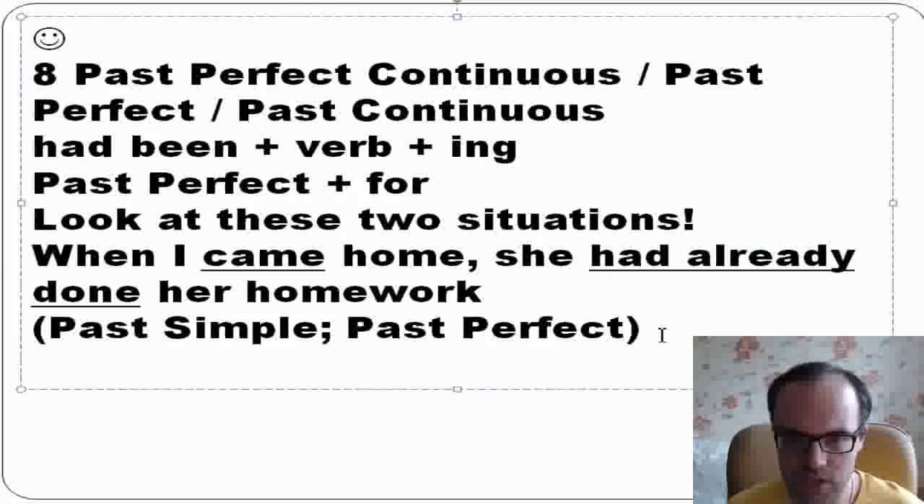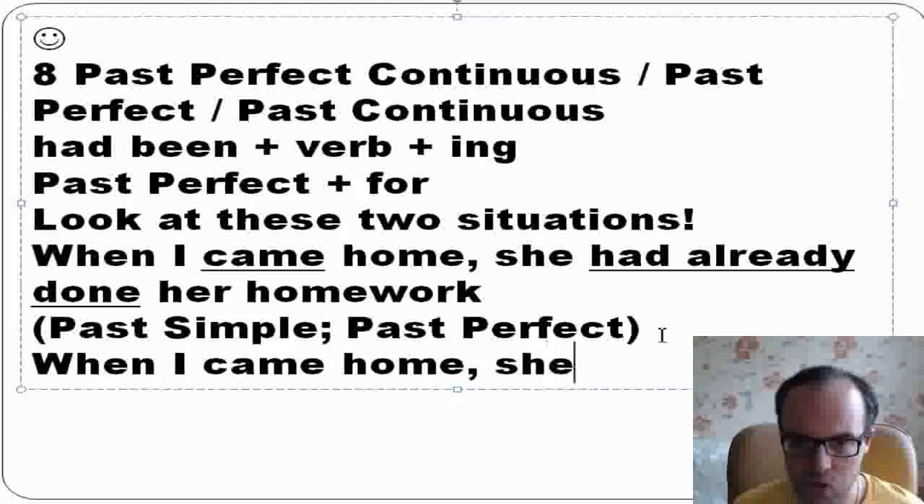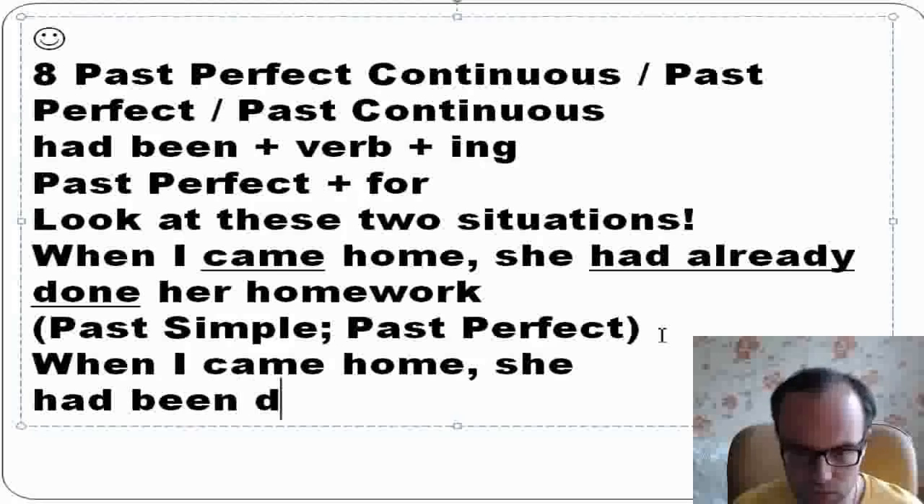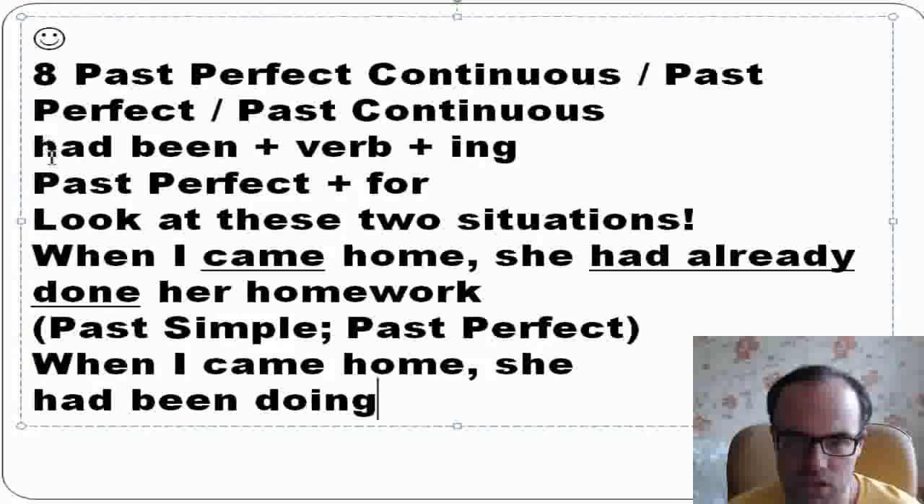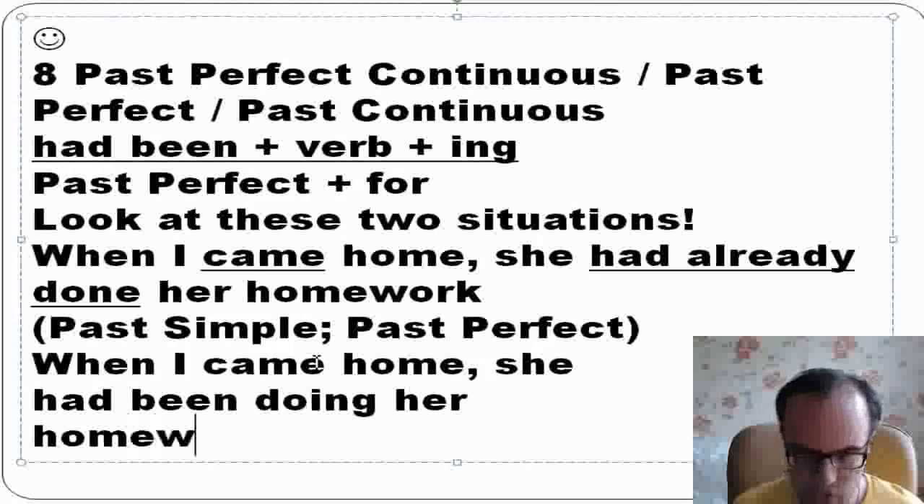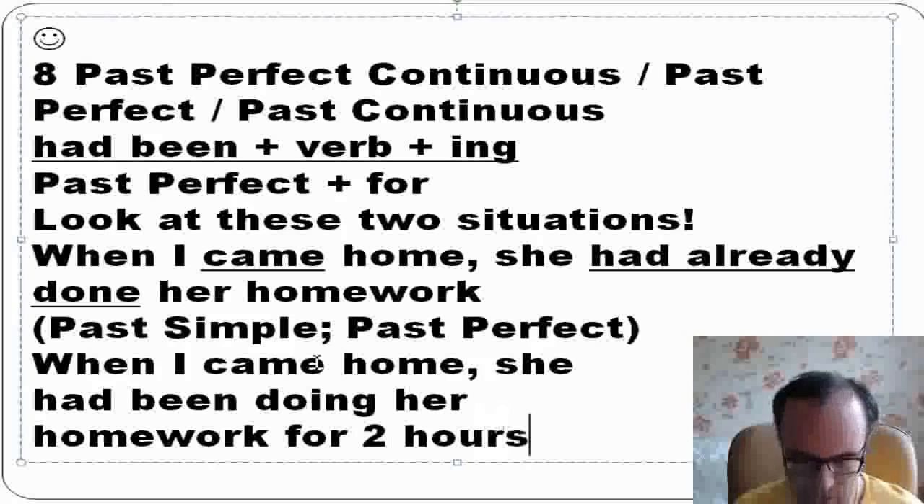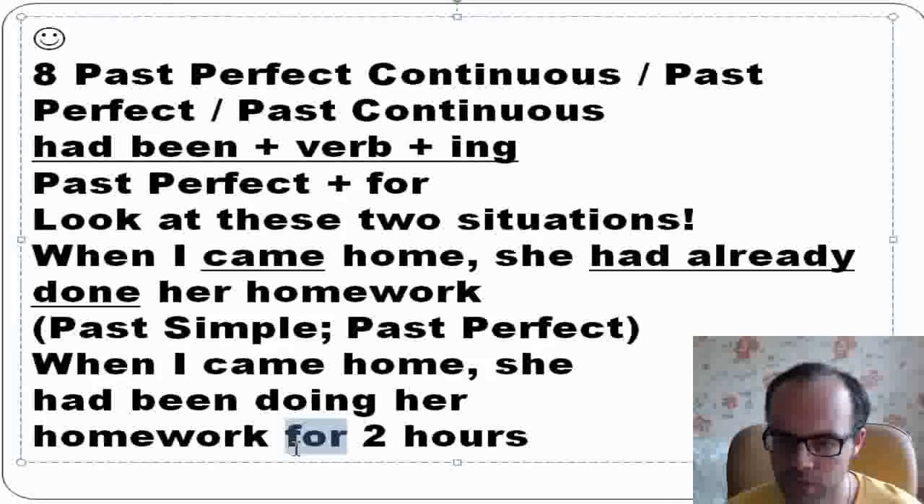And please look at the second situation: when I came home, she had been doing. Yeah, so you see that past perfect continuous, it's had been plus verb plus ing. She had been doing her homework for 2 hours, and this word tells us that we need to use past perfect continuous, had been doing.